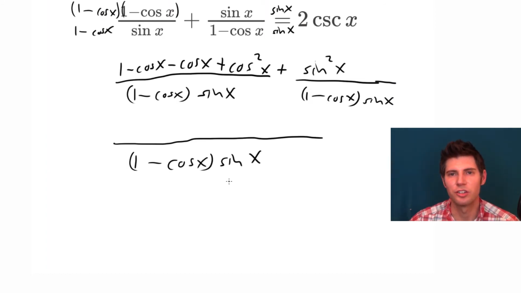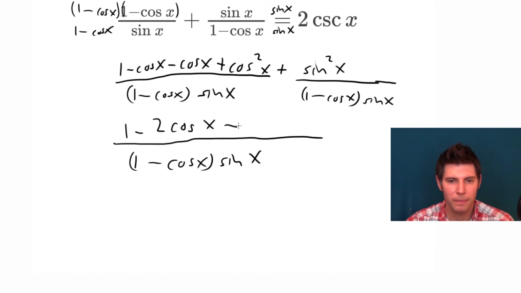And notice how I didn't distribute the denominator. Sometimes you want to leave them separate. So I wouldn't distribute it until you think you're going to need it. For this top, we got 1. This one and this one are the same. So it's going to be minus 2 cosine x. And then we have a plus cosine squared x plus sine squared x.